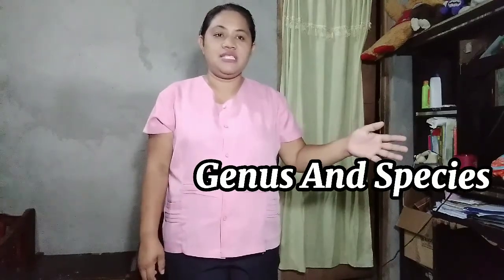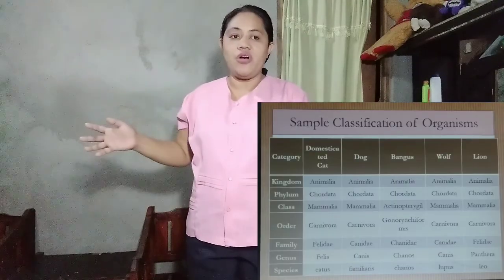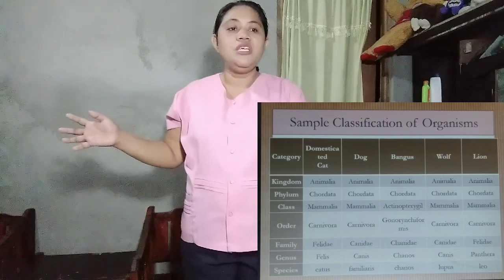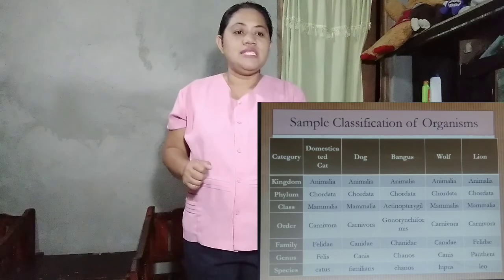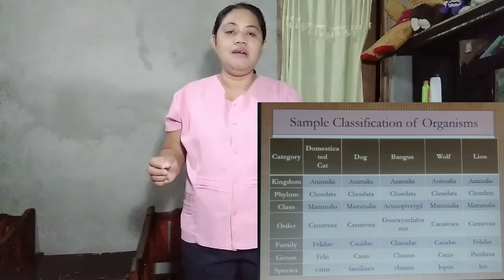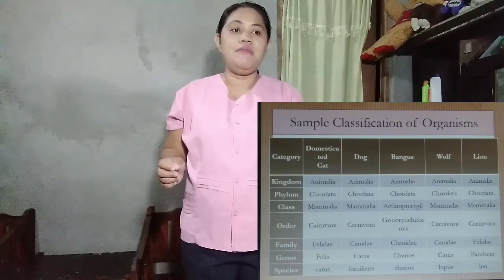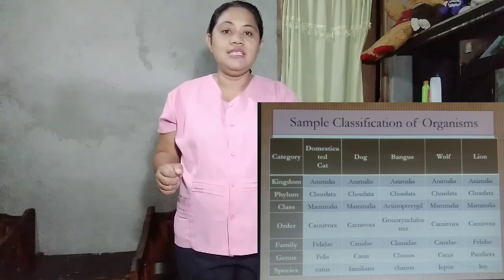and the species. Here is a sample classification of organisms. We have the domesticated cat, dog, bangus, wolf, and lion. The categories are kingdom. All of these belong to kingdom Animalia. As you can see, domesticated cat, kingdom Animalia; dog, kingdom Animalia; bangus, kingdom Animalia; wolf, kingdom Animalia; and lion, kingdom Animalia.